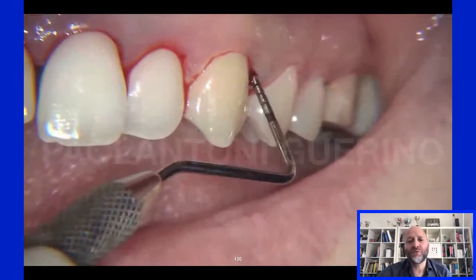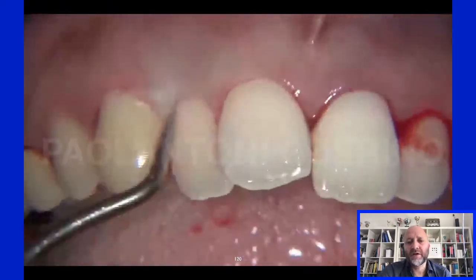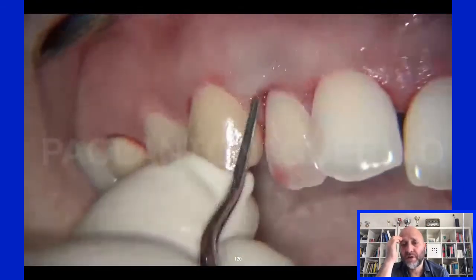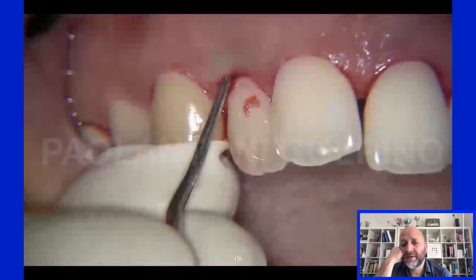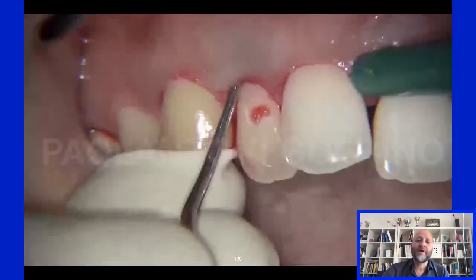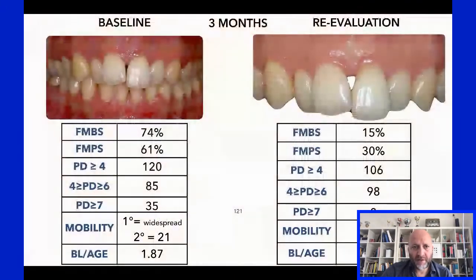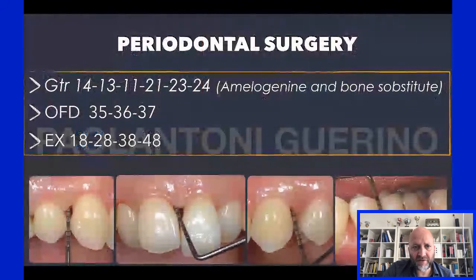Even in this case, we start with the ultrasonic devices. We can use the micro curette to remove the biofilm and the calculus without damaging the periodontal marginal tissue. This was the aspect at the baseline, and after 3 months, the aspect of the tissue. In the reevaluation, we can obtain a good result with respect to the full mouth bleeding score and the plaque score. It was better than before, but there are a lot of pockets. It was necessary to go to periodontal surgery, with two different kinds of surgery.